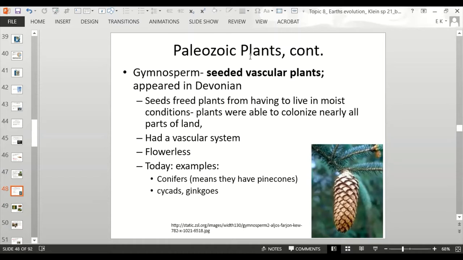So then later on in the Paleozoic, we had the development of gymnosperms, which are seeded vascular plants. And that would have been during the Devonian, is when we first see it in the fossil record. So having seeds now freed plants from having to live in moist conditions, because they were no longer using spores, they now had seeds. So with seeds, plants were able to colonize nearly all parts of land, because they did not have that restriction of having to live near moisture, like next to a coal swamp.